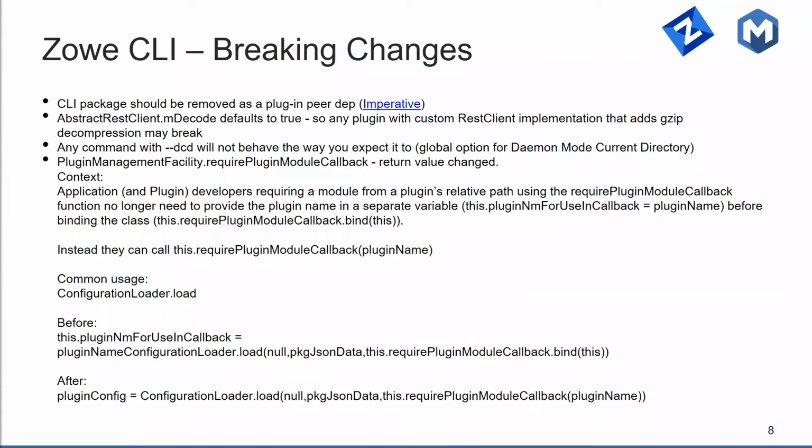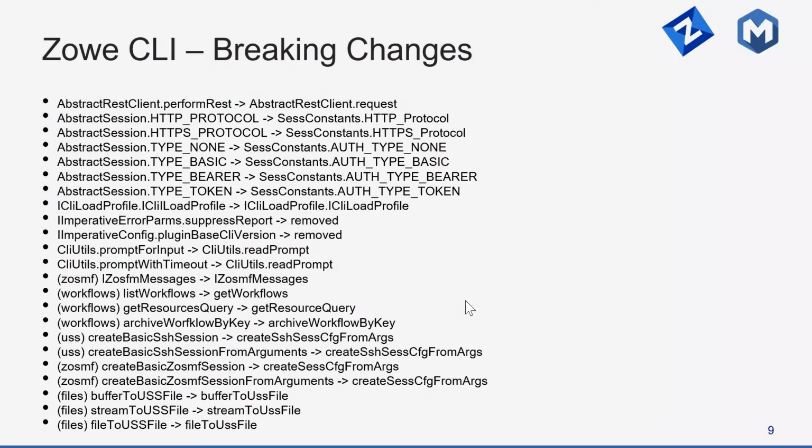Fourth is plugin management facility .require plugin module callback. The return values changed. We can go into a little bit more context, but just skipping to the bottom here, you can see it's to really simplify how this is called. So you can see the before case and probably what you have now when you're using this in your configuration loader.load. And now you can just pass in basically the plugin name. So you could essentially likely look through your code and see if you have this sort of format, and then you would just adjust to this format.